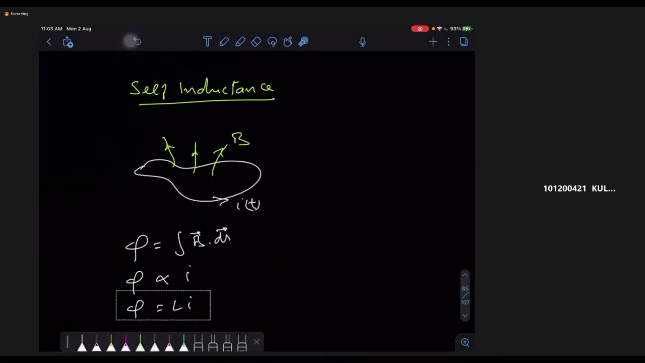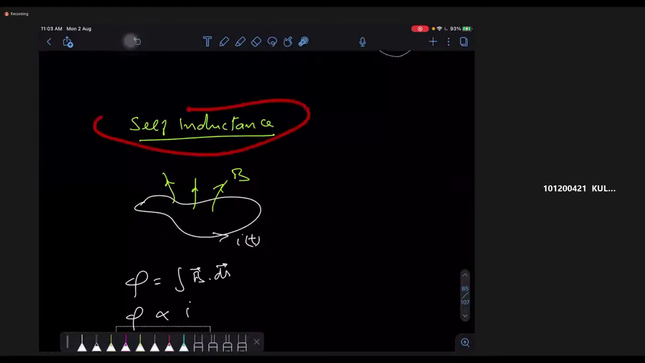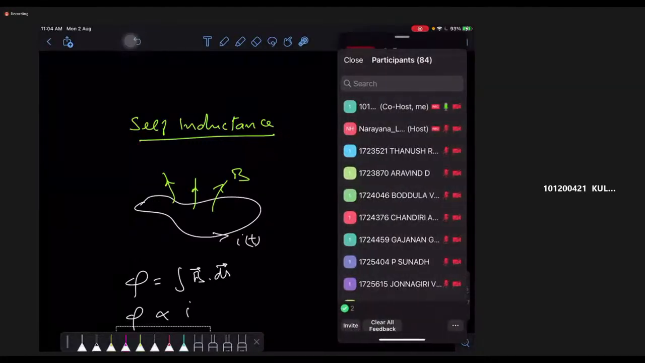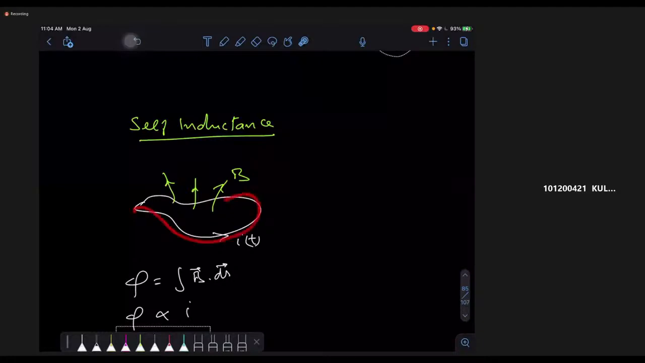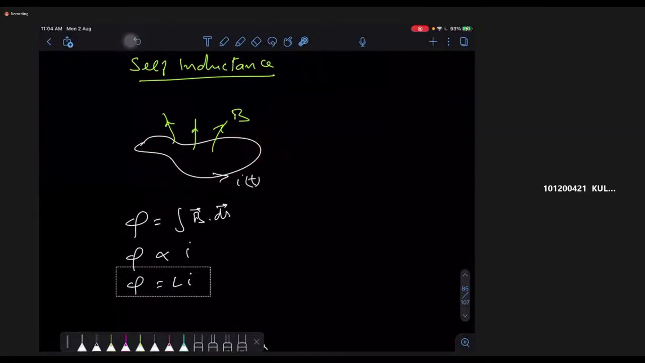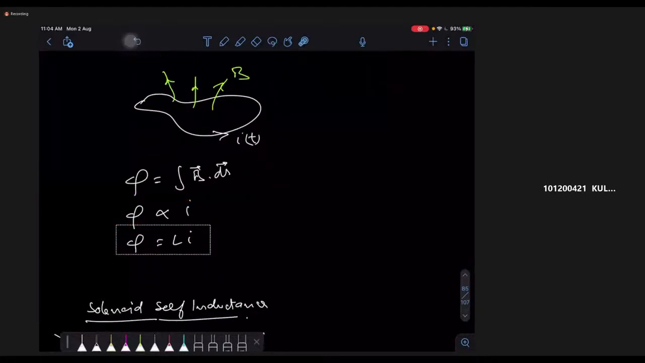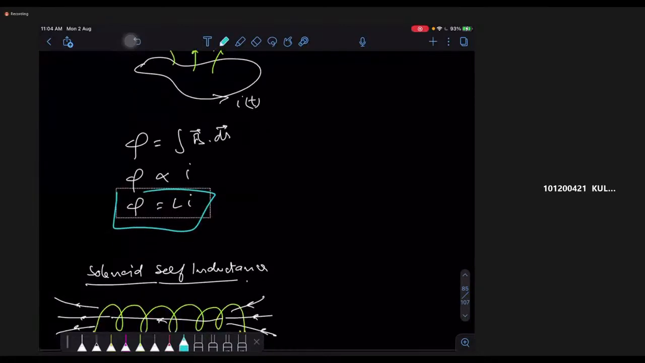Then next is self-inductance. This plays an important role in our syllabus. Self-inductance here means the current creates the flux, so this flux is proportional to its own current. Okay, so flux is proportional to my own current, and the proportionality constant is going to be called the self-inductance.